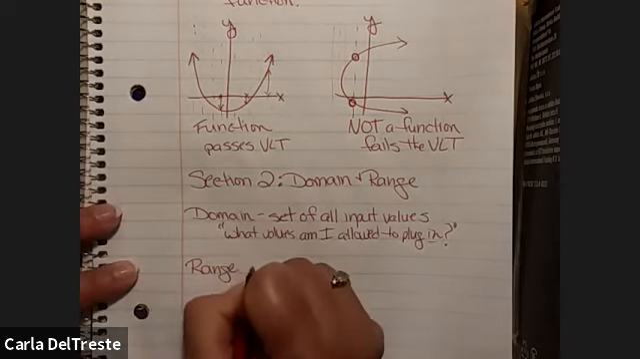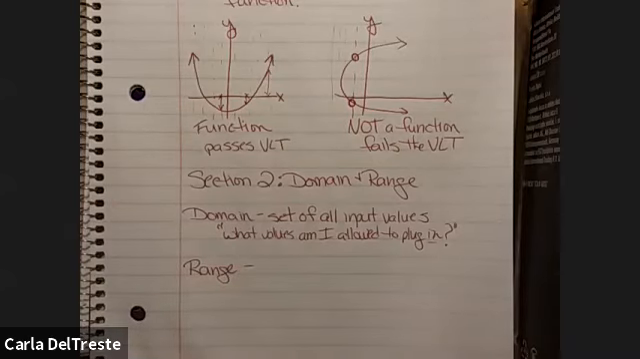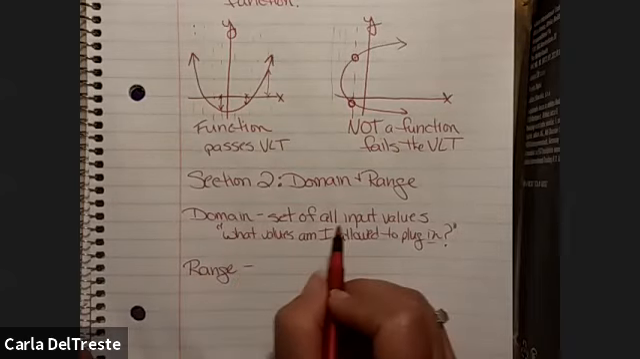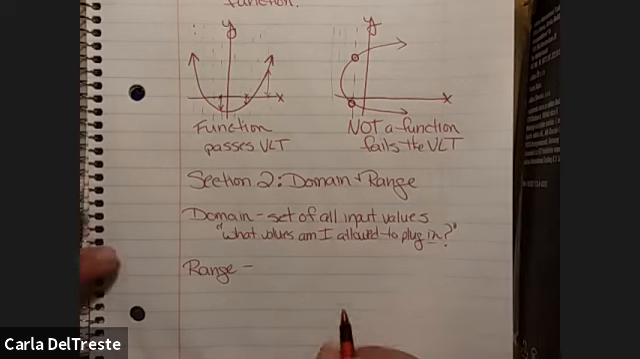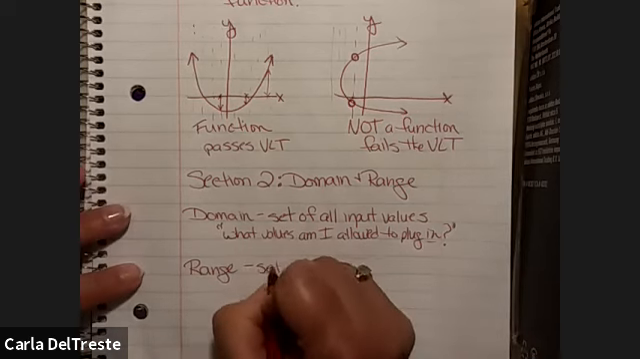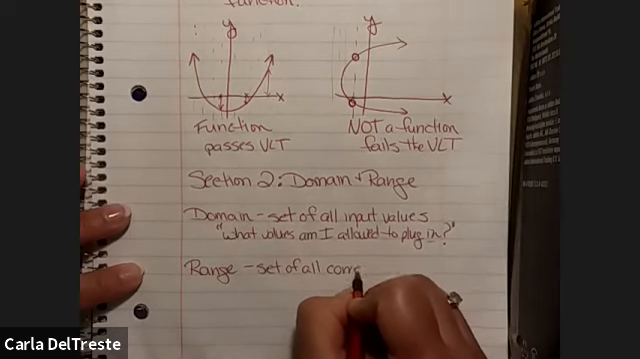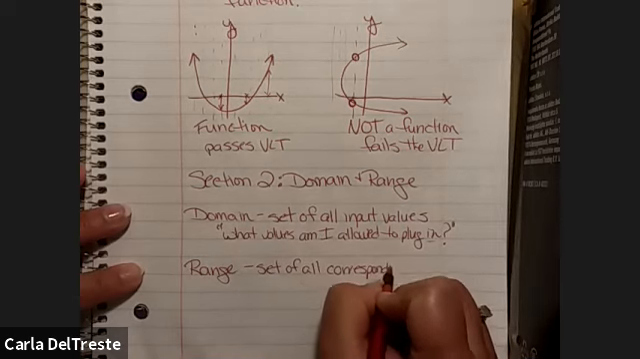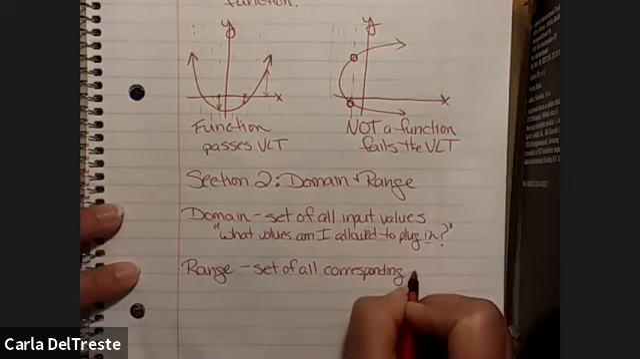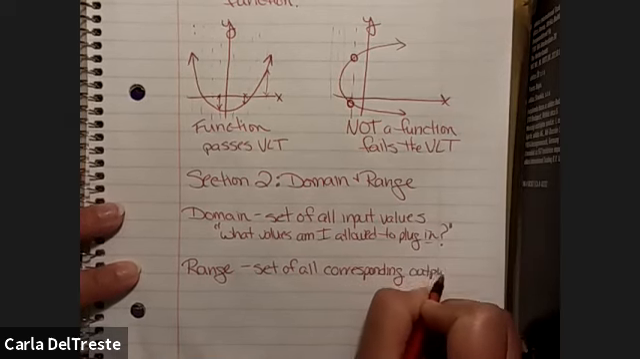Now, moving over to range. If domain is the set of all inputs, well, guess what range is? Range is the set of all, I'm going to use the word corresponding here, and I'll explain why, corresponding output values.